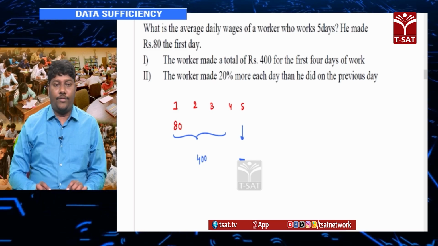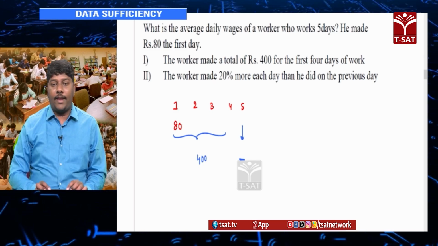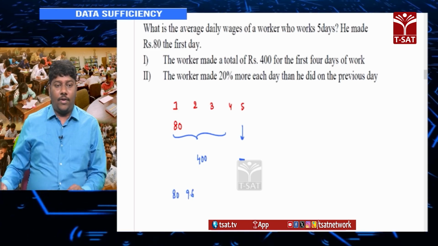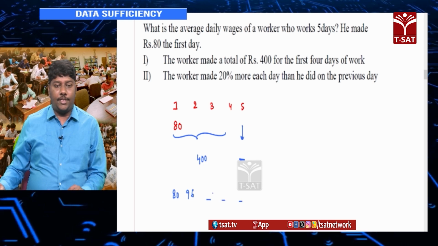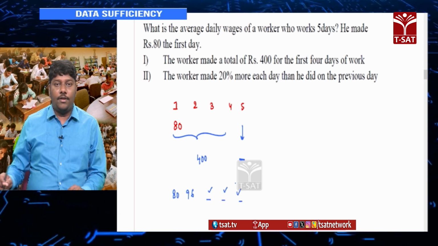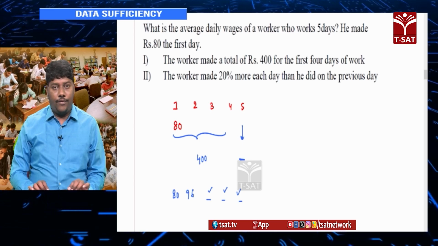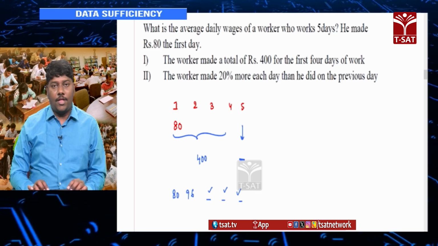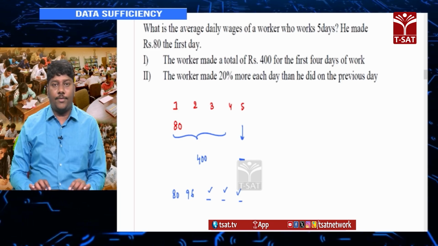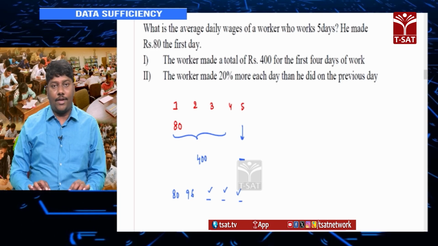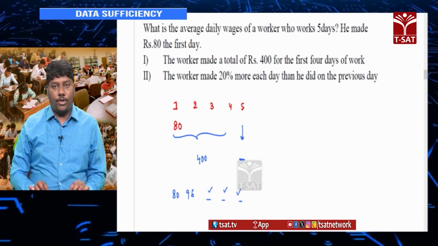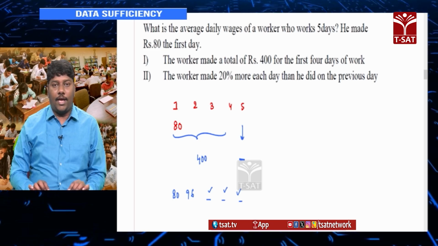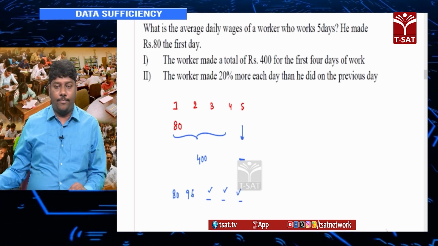Now, statement 2, the worker made 20% more each day than he did on the previous day. We know first day 80, 20% more 96. Now, I don't need to find out 20%, 20%, 20% in these cases, but I definitely know the answer here, here, here. Each time you increase it by 20%. If you know the data in all 5, can I find out the average or not? Yes, I can find out the average. Therefore, statement 2, you don't need to find it and prove it. All you need to say is whether the data is sufficient or not. So, in this case, the data given in statement 2 is sufficient enough to answer the question. Therefore, your answer is B, because B alone is sufficient here, 1 is not sufficient.